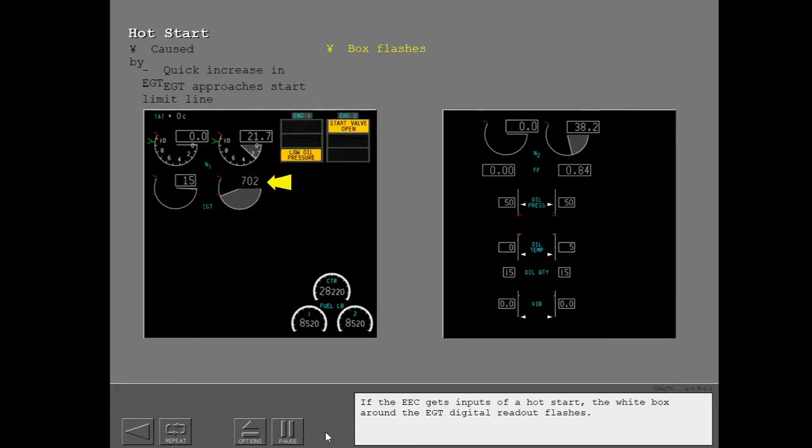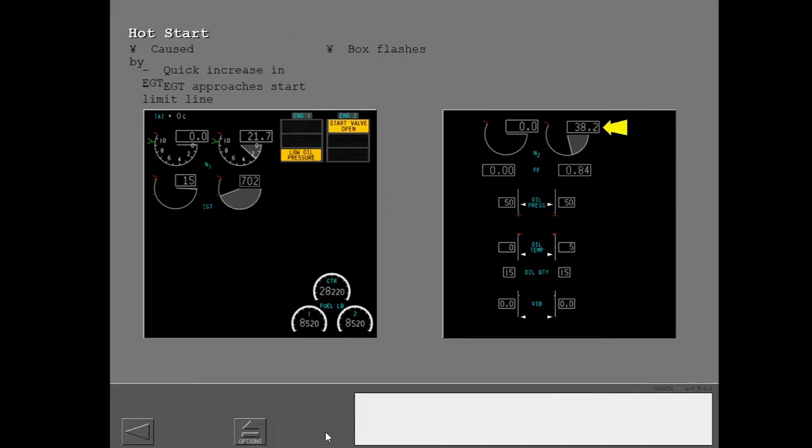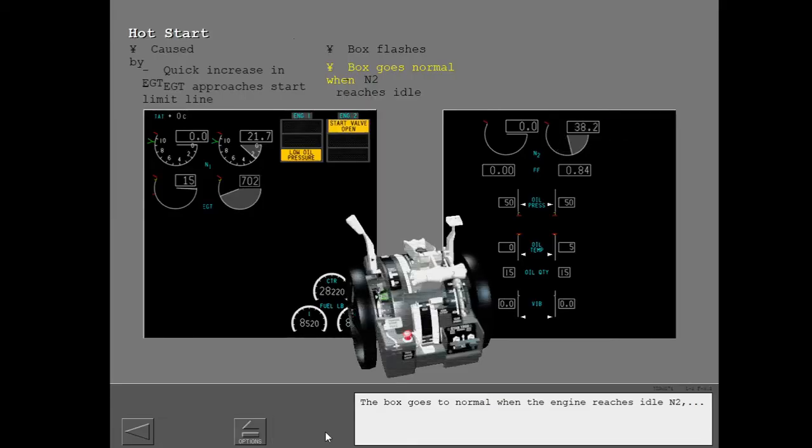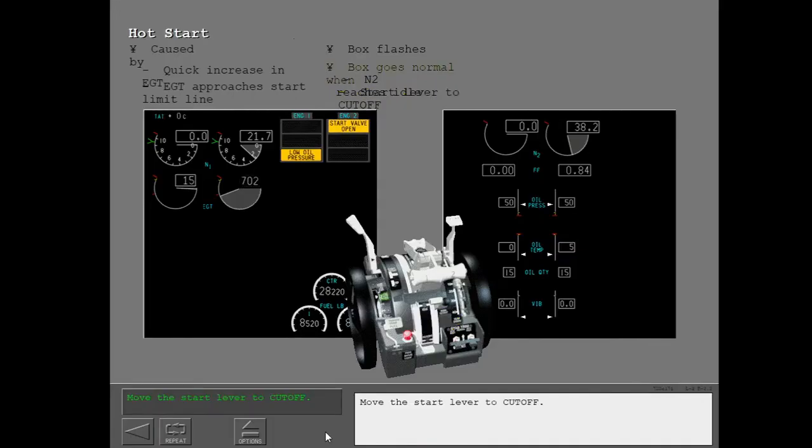If the EEC gets inputs of a hot start, the white box around the EGT digital readout flashes. The box goes to normal when the engine reaches idle N2, or when the start lever is moved to cutoff. Move the start lever to cutoff.